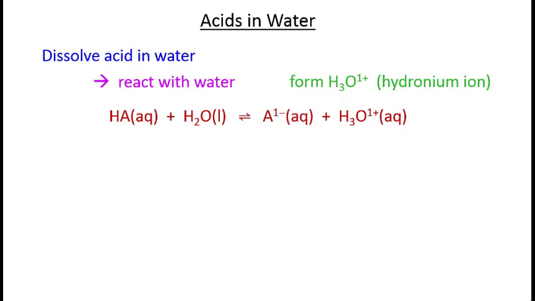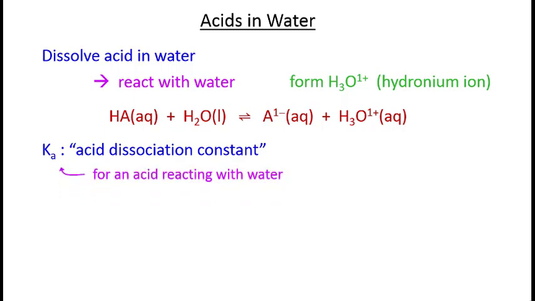We have written this as a reversible reaction, and as such, it has an equilibrium constant. The symbol for this equilibrium constant is K sub A. It is sometimes called the acid dissociation constant. The subscript A tells us this is for a specific type of reaction, in this case, an acid reacting with water. The expression for the acid dissociation constant is this.